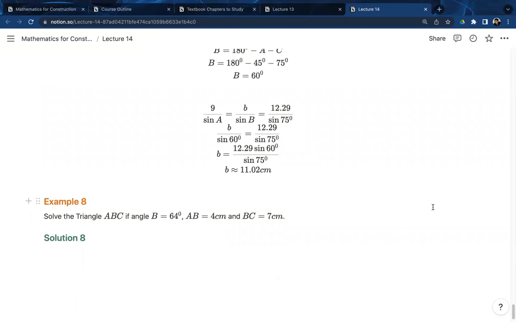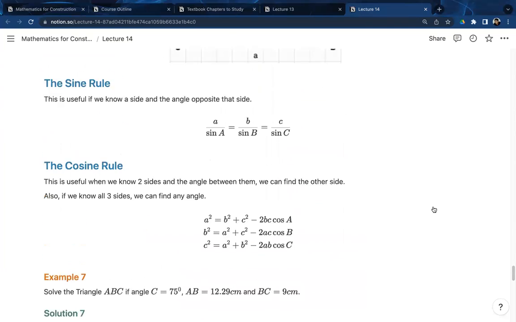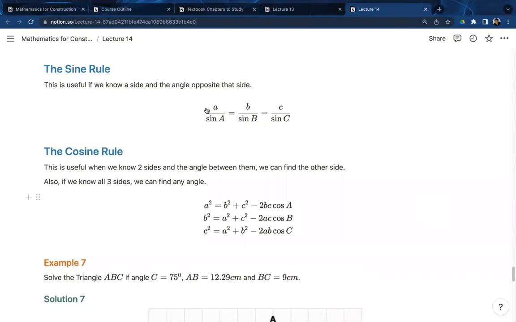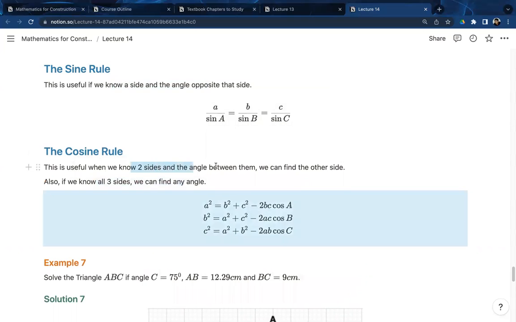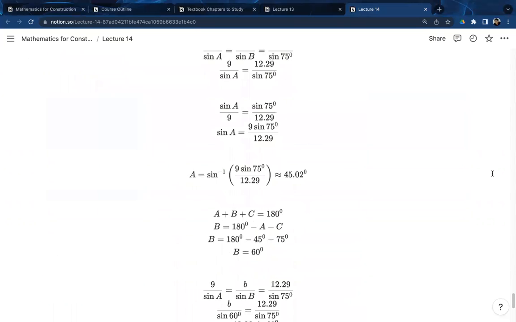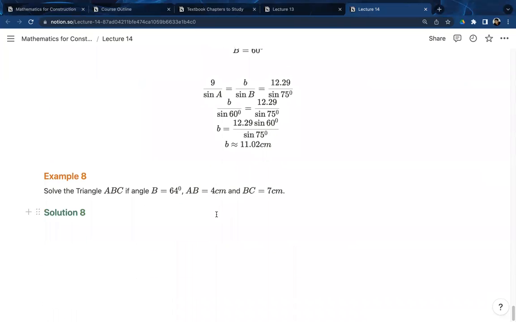After you draw a diagram, look at what you have and look at the strategies for sine rule and cosine rule. If you know a side and the angle opposite it, the sine rule is very useful. If you know all three sides and no angles, the cosine rule is useful. Or if you know two sides and the angle between them, the cosine rule is very good to find the other sides and angles. So look at this example right here. Try and complete it.